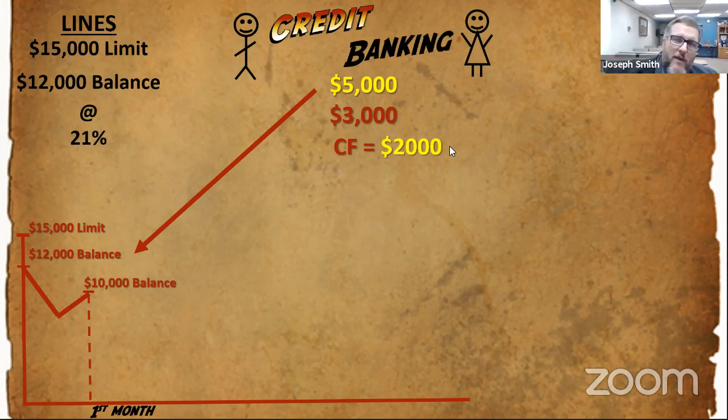But when you do credit banking, you're getting in an airplane, right? You are going hundreds of miles an hour. You are getting this done fast.